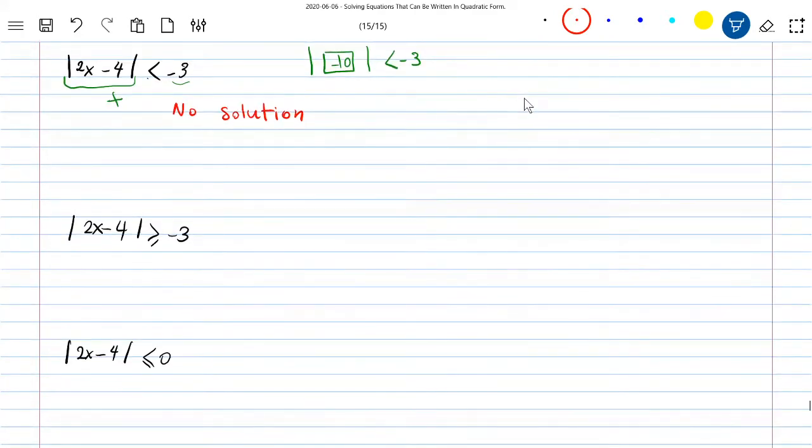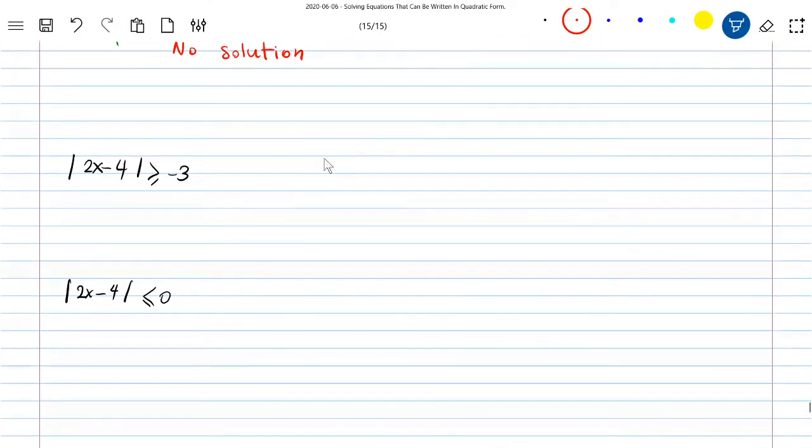How about this one? Absolute value of 2x minus 4 less than or equal to -3. Wait, this is a case that has all the real numbers as a solution. I can show you this one. Actually, let me do it step by step, but let's think about it this way. You have the absolute value of a number greater than -3. What could this number be?